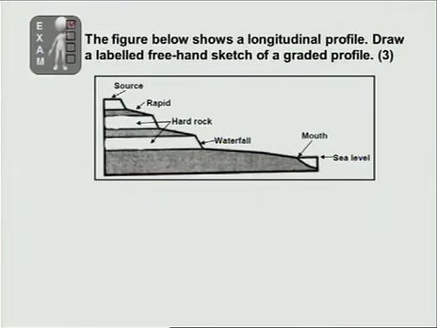Okay, now let's have a look at the question that was asked last year. The figure below shows a longitudinal profile. Draw a labeled freehand sketch of a graded profile. Here they're giving you an ungraded profile. Now, why is this an ungraded profile? Of course, here we see a rapid. Here we see a waterfall. So this is definitely an ungraded profile. Now they're asking you to draw a labeled freehand sketch of a graded profile.